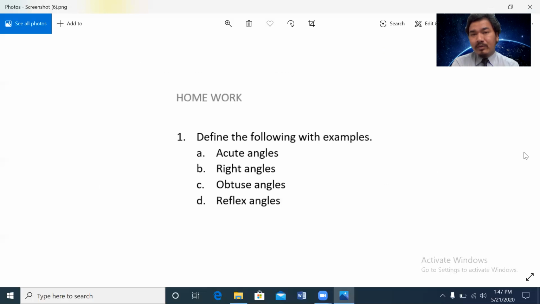Now after this, there is homework given, which you can take as an assignment. You can define the following with examples: acute angle, right angle, obtuse angle, reflex angle. Please define these terms with examples.